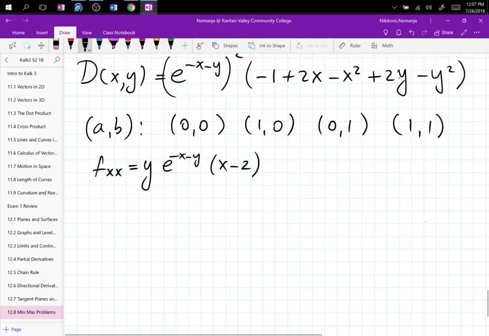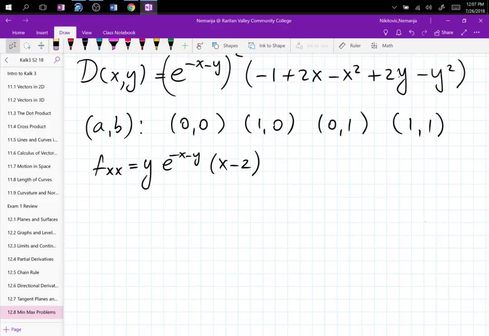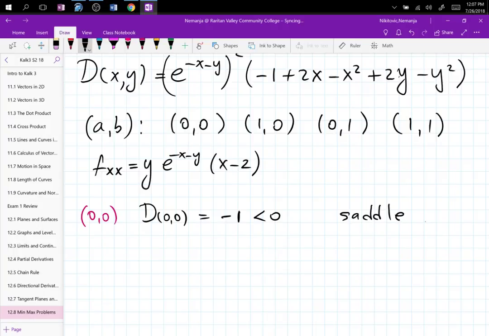So now I see both equations, I see all 4 points, and I can go and say, okay, for point (0, 0), I have D of (0, 0). Now observe that e would be e to the 0, which is 1, so does not contribute. We have D to be just focusing on this part. So when I plug in (0, 0), everything dies except negative 1. So D is less than 0 and saddle. As soon as you have D less than 0, it's saddle immediately.